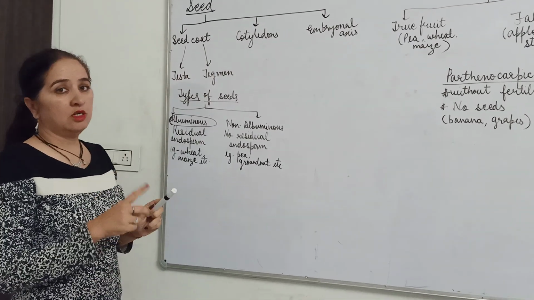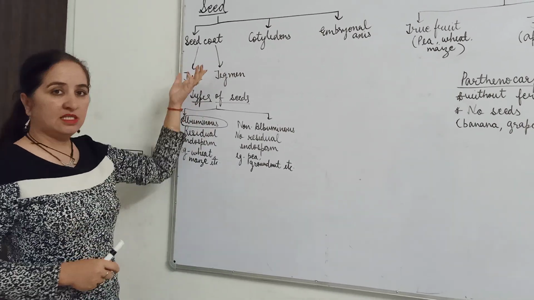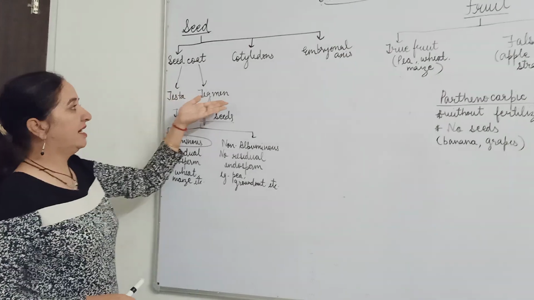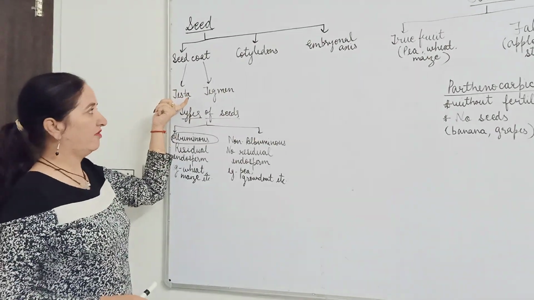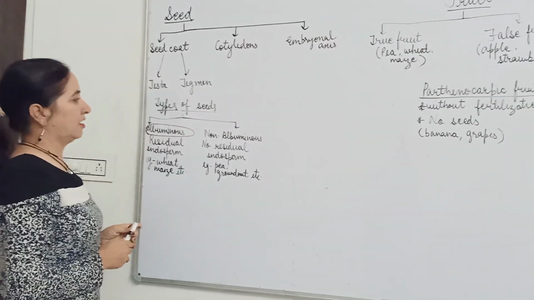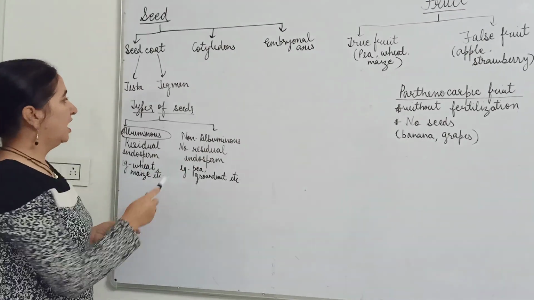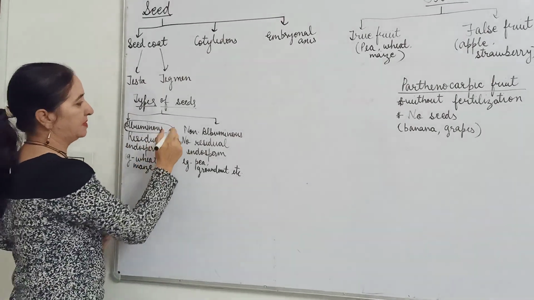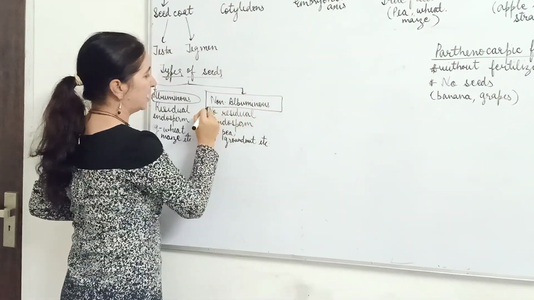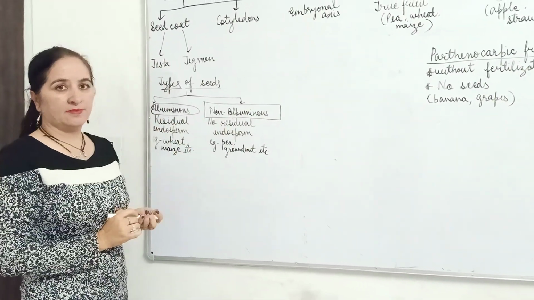Every seed has one or two seed coats. These seed coats are known as testa and tegmen. Testa is the outer covering and tegmen is the inner covering. On the basis of the consumption of the endosperm, we divide the seed into two types: one is albuminous and another is non-albuminous seeds.